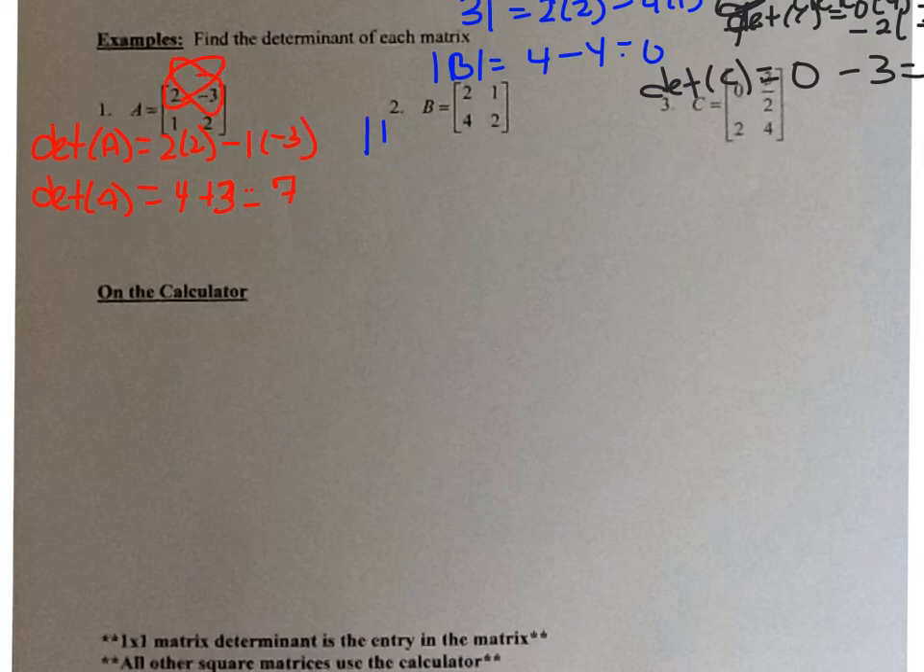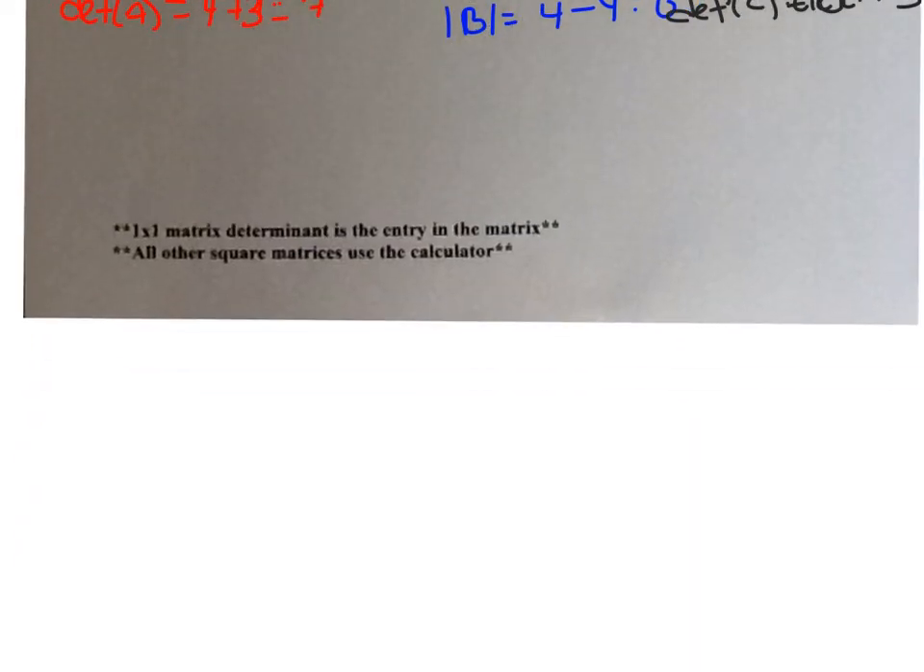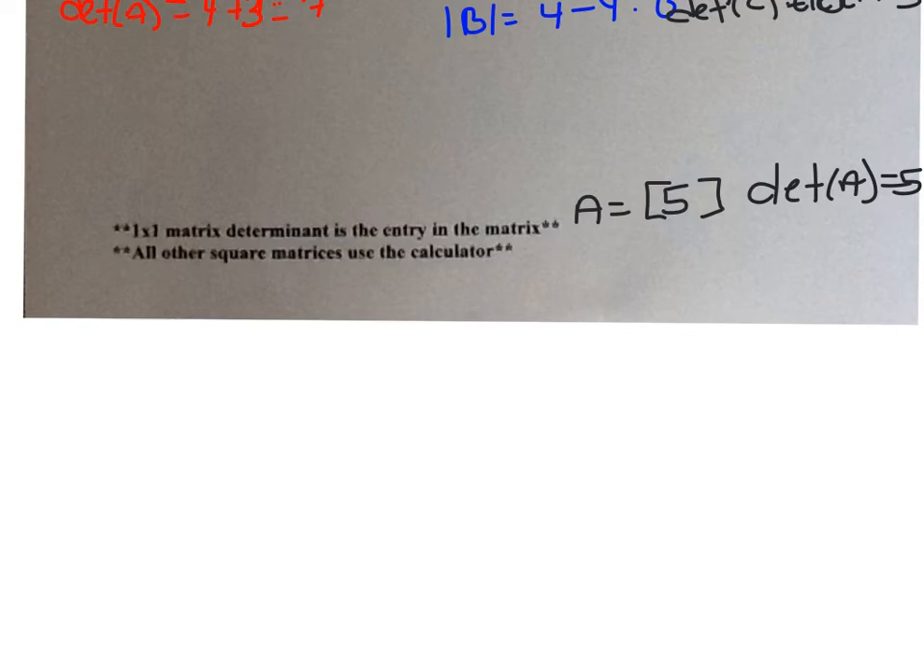All right, and before we go on to the inverse, just one thing. If you have a 1 by 1 matrix, let's say our matrix A is 5, that means the determinant for matrix A is equal to 5. So if it's just a 1 by 1 matrix, then the determinant is the entry that's inside your matrix. All other square matrices, like a 3 by 3 or 4 by 4, we're going to use the calculator for that. Okay, so let's flip it over.